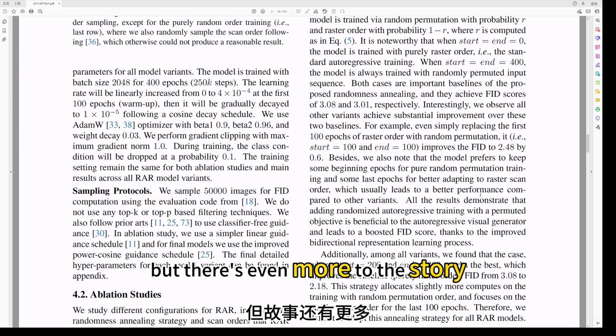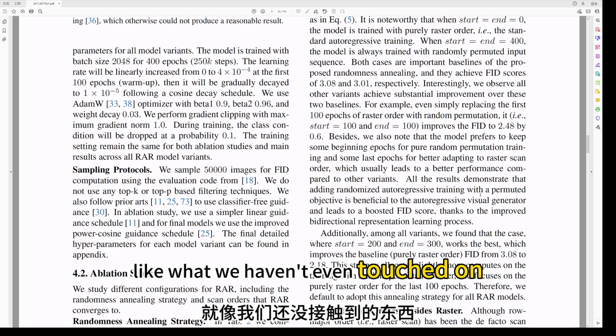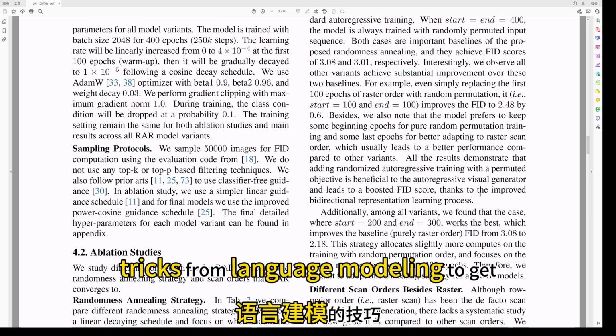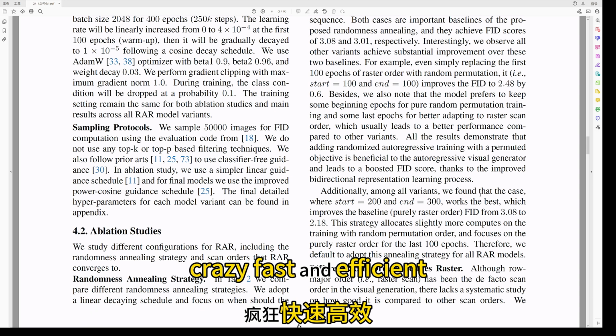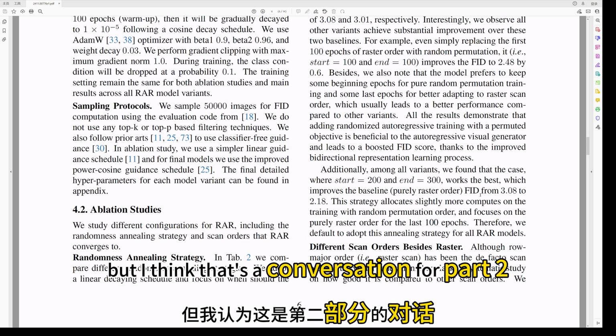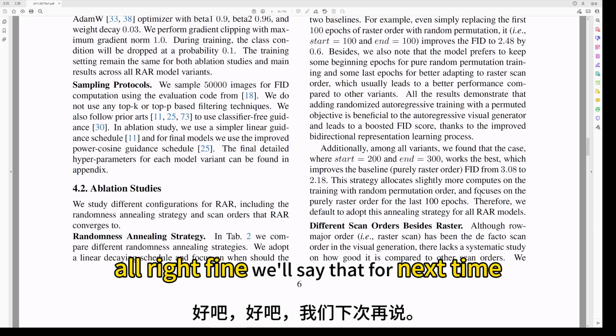But there's even more to the story. Like what? We haven't even touched on how RAR uses tricks from language modeling to get crazy fast and efficient, but I think that's a conversation for part 2. You're killing me. All right, fine. We'll save that for next time.